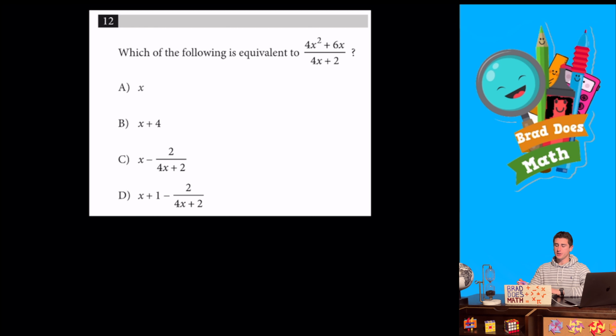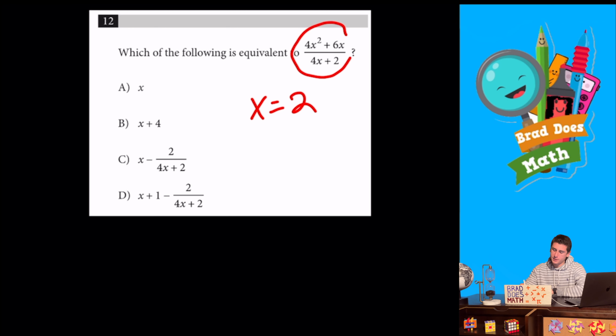Which of the following is equivalent to this equation? Or really expression, there's no equal sign. So what I like to do when I have variables in the question and variables in the answer choices is I like to make up a number for my variable. They don't restrict it really. I just can't make it something where the denominator is going to be 0. Other than that, I have infinite number of choices. X is going to be 2 for me.